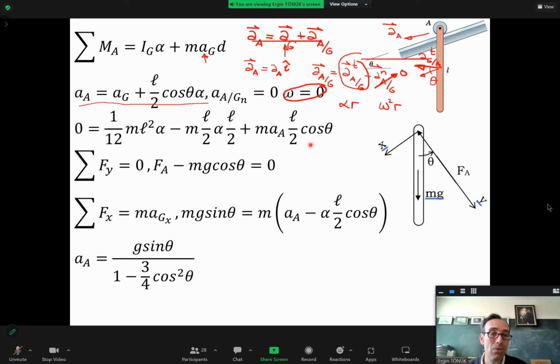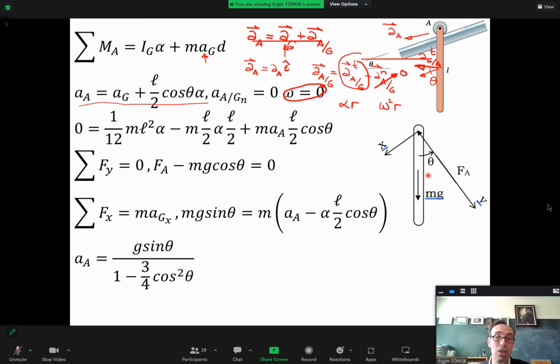So what I have is alpha and acceleration of point A rather than G. The trouble is, again, I have two unknowns. What's asked is this, but I should also determine the angular acceleration of this rod when it is released. So I have to solve the other two equations.